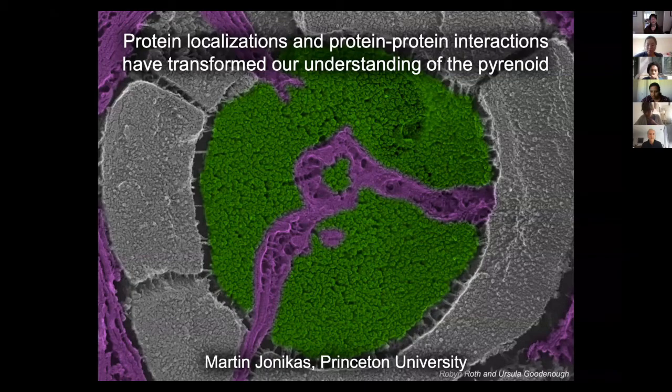In today's talk, I want to give you an example of how systematic studies of protein localizations and protein-protein interactions have transformed our understanding of an organelle and our ability to engineer it. In our case, the organelle is the pyrenoid, a structure found in the chloroplasts of nearly all eukaryotic algae, and the pyrenoid plays a major role in the global carbon cycle. In the background of this slide, you can see a pyrenoid in a beautiful electron micrograph from Robin Roth and Ursula Goodenough.